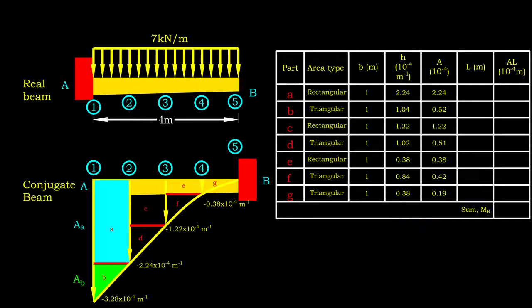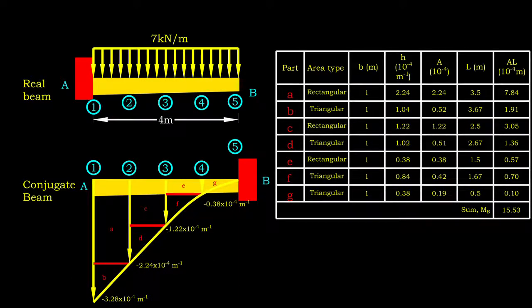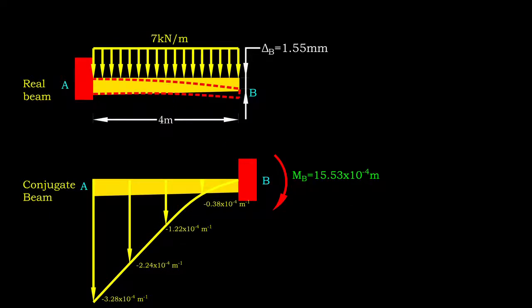First, we calculate the area of each part. Then, we determine the lever arm. Next, we calculate the product of area and lever arm and obtain the bending moment contributed by each part. Finally, after summing the bending moment contributions, we determine the total bending moment developed at the fixed end of the conjugate beam. Now, we know the beam deflection at the free end is 1.55 mm.